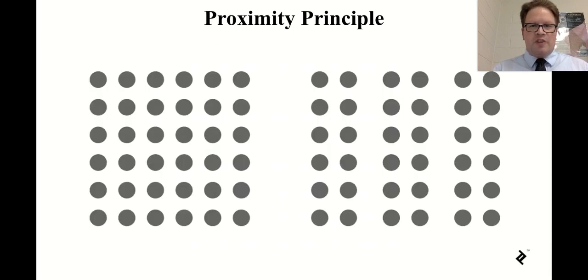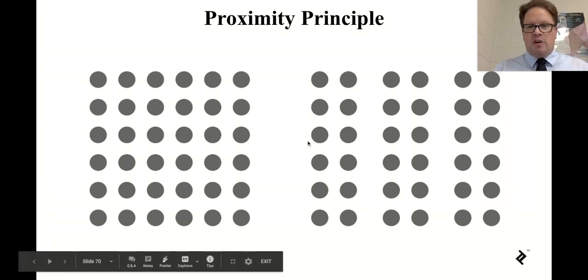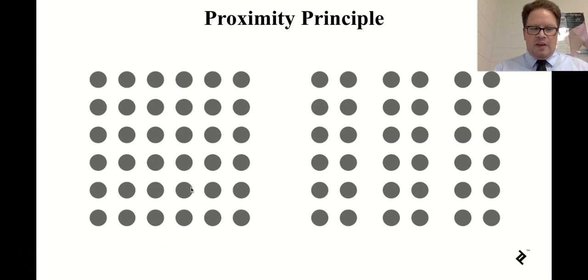There's also the proximity principle. This states that things that are close together appear to be more related than things that are spaced apart. So these are closer together, so we are assuming that these are related to each other. But if they were not spaced apart, we don't really think that there's any more relation to them than anything else.